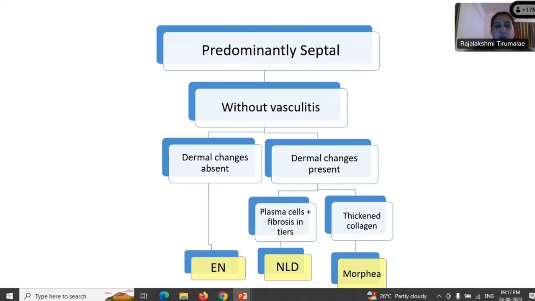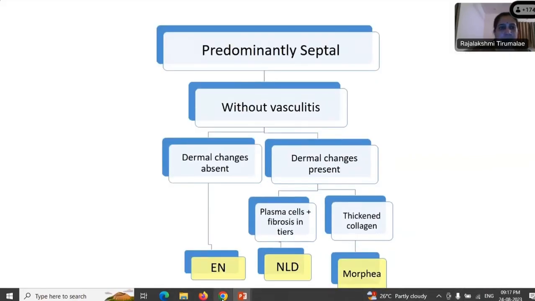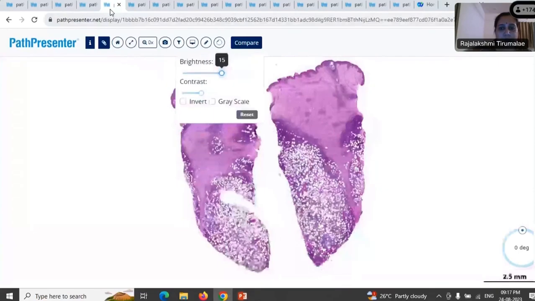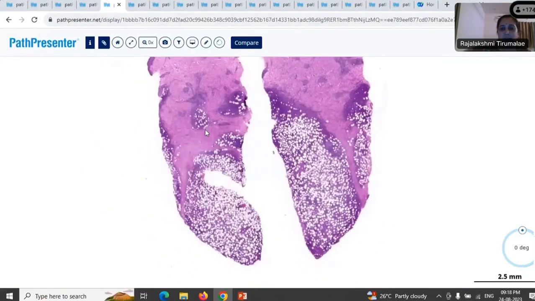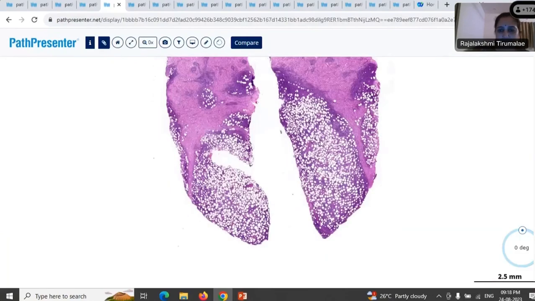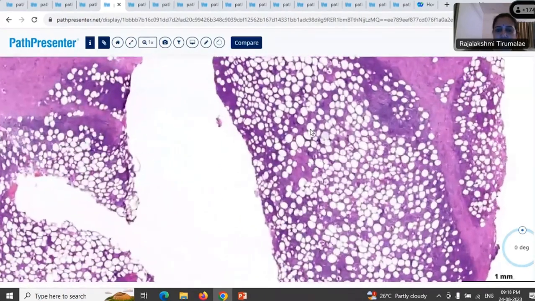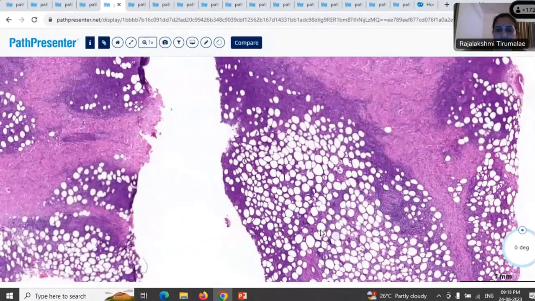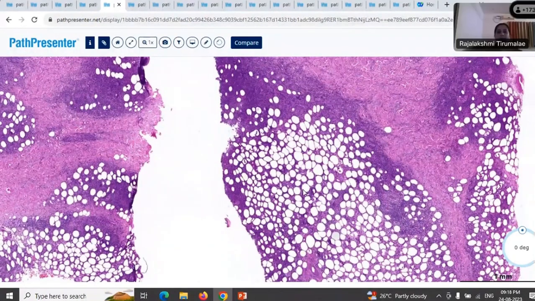Now I'm going to show you another case, which I have not shared this slide with you all, but I'm going to show you this just to illustrate the difference. Now, where is the infiltrate in this case? Is it in the lobules or is it in the septum? Lobules. This is in the lobules, right? This is a lobular panniculitis.